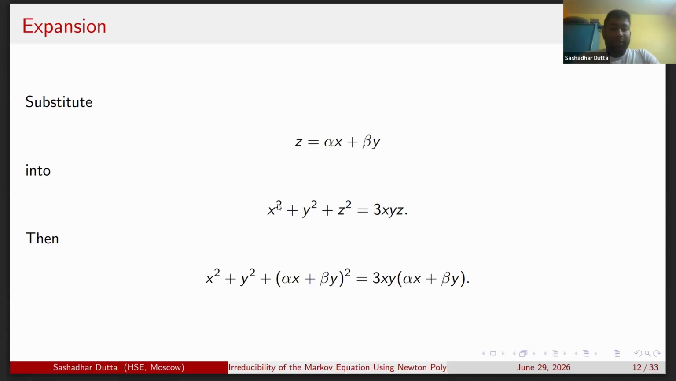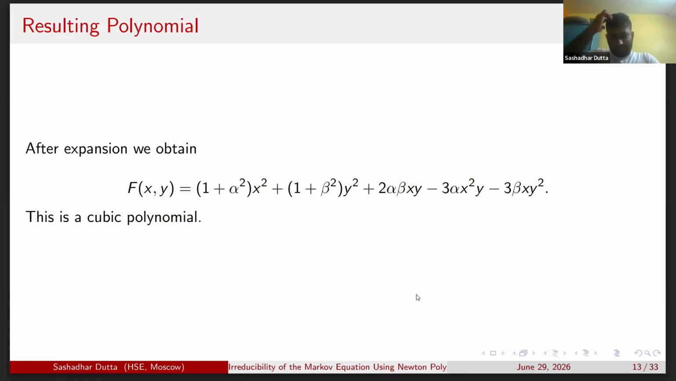Okay, and I'm putting this value into x square plus y square plus z square equals 3xyz. I'm putting this value in z square, separating the terms and calculating. Just a simple calculation, and I get this cubic polynomial. So you can see x square, y square, xy, x square y, and x y square.